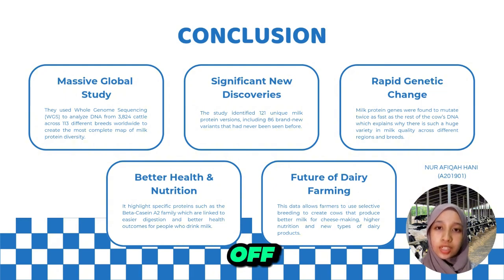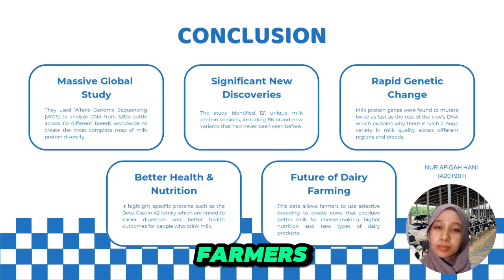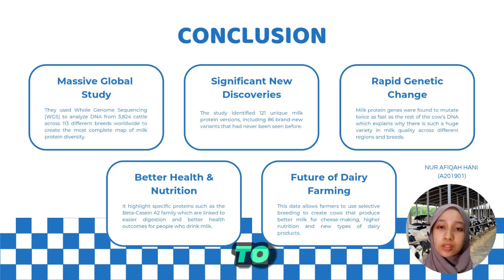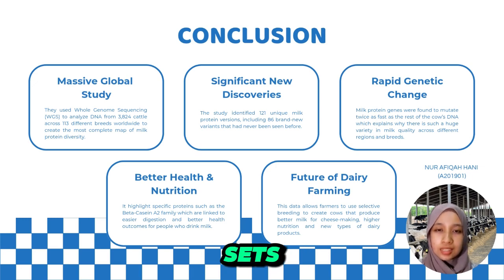To finish off, this study provides a foundational genomic resource. Why? Farmers can now use selective breeding to intentionally raise cows that produce healthier milk or better cheese-making properties. And it really sets the stage for a new era of innovative dairy products.